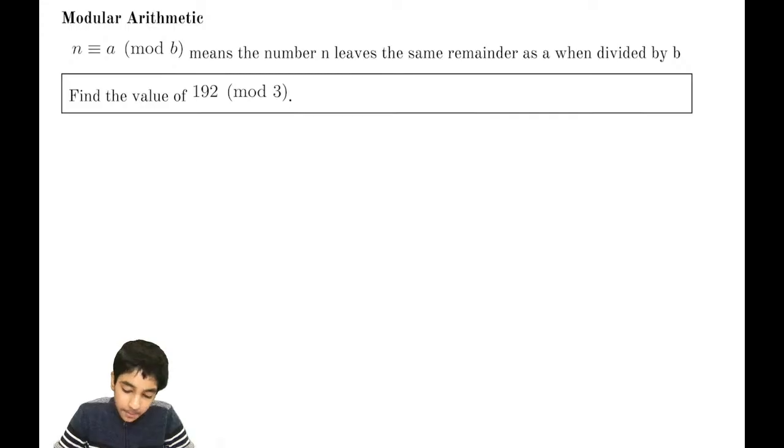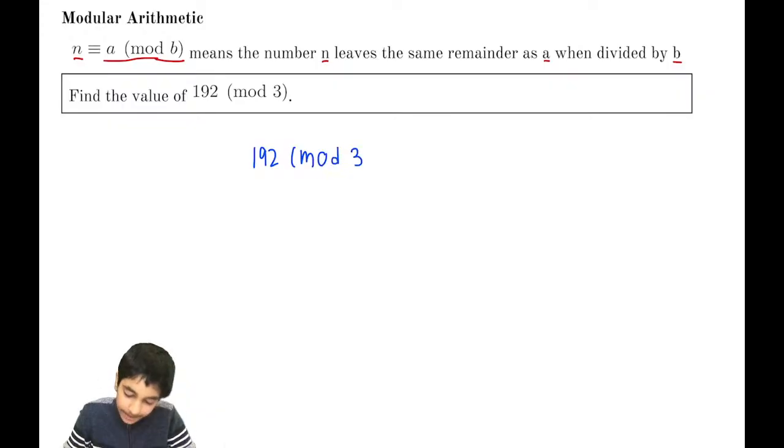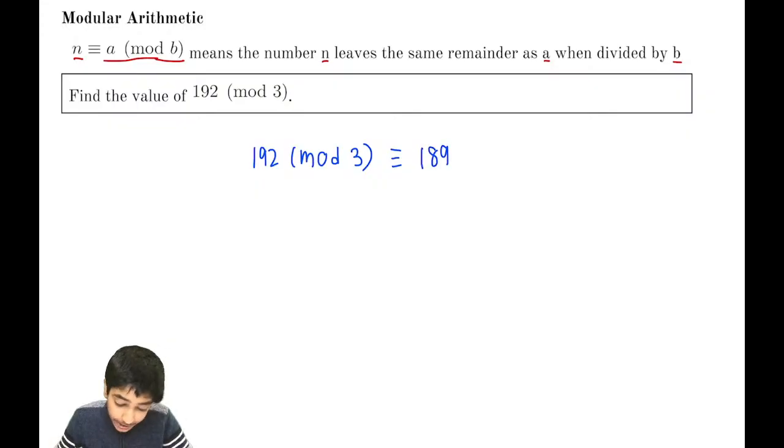So if a number n is a mod b, we say that the number n leaves the same remainder as a when divided by b. Basically what that means is, let's say we have 192 mod 3. The remainder that 192 leaves when divided by 3 is the same as the remainder when 189 is divided by 3. So 192 mod 3 is equivalent, or congruent, to 189 mod 3.